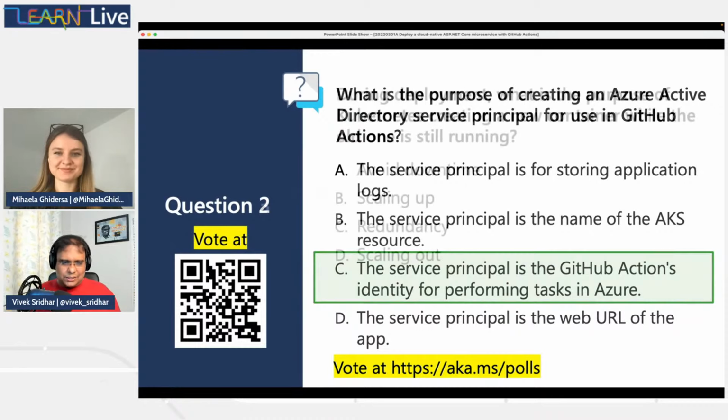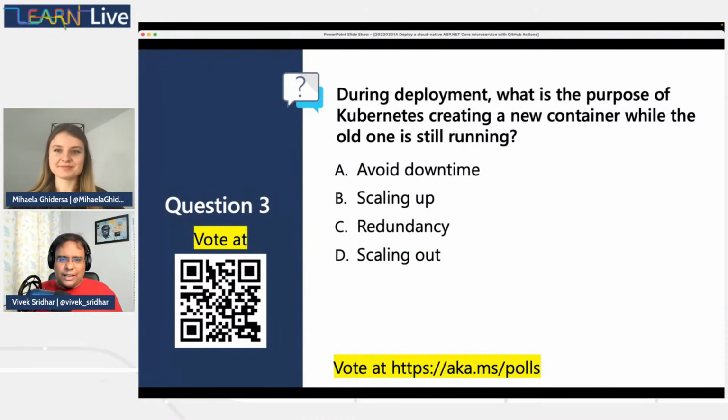And then we have the last question. During deployment, what is the purpose of Kubernetes creating a new container while the old one is still running? So this is a tricky one, in fact, because sometimes avoiding downtime is correct. You are also thinking about scaling up or scaling out or redundancy. So what are your thoughts, Mahela, on this?